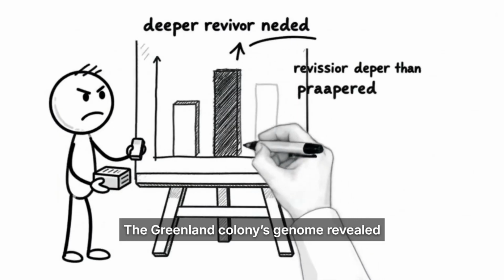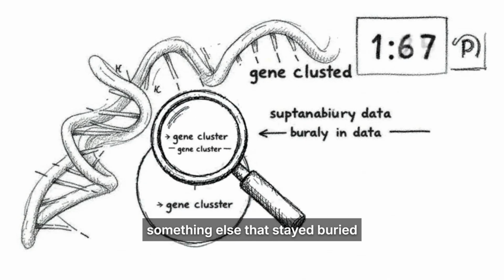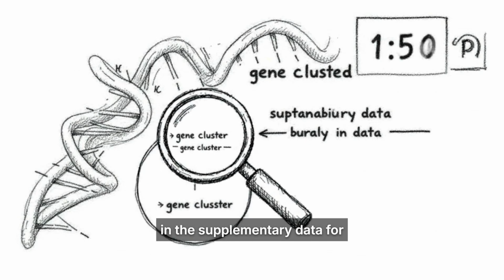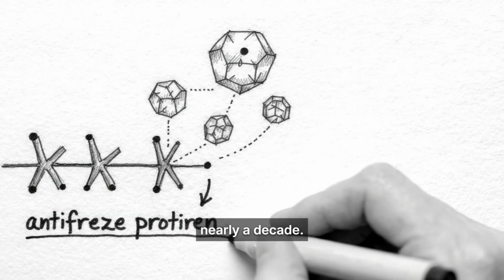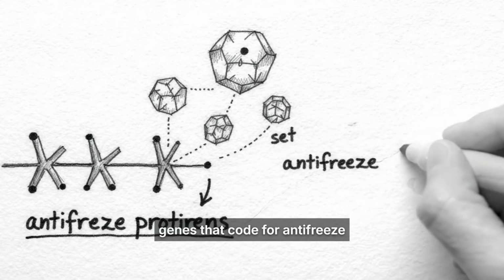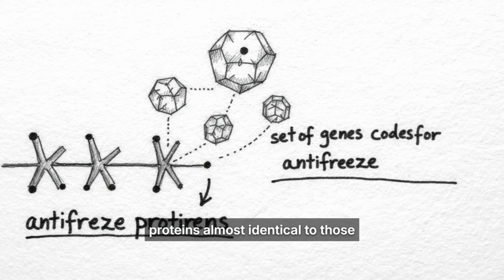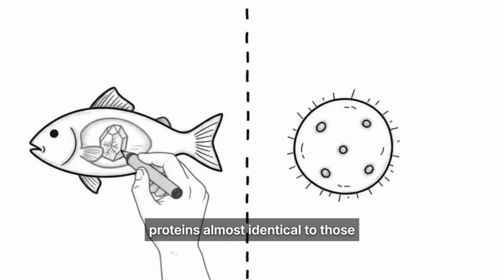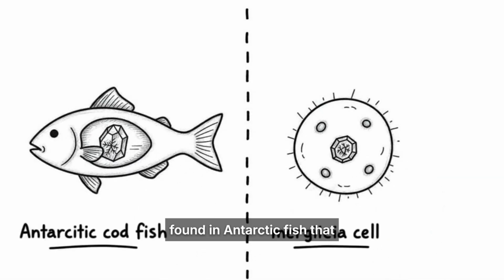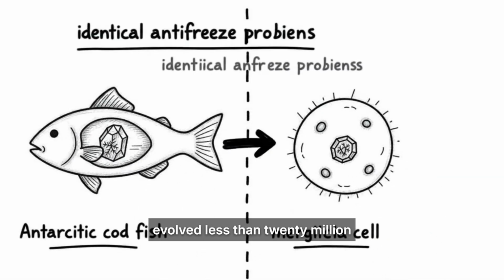The Greenland colony's genome revealed something else that stayed buried in the supplementary data for nearly a decade. It carries a set of genes that code for antifreeze proteins almost identical to those found in Antarctic fish that evolved less than 20 million years ago.